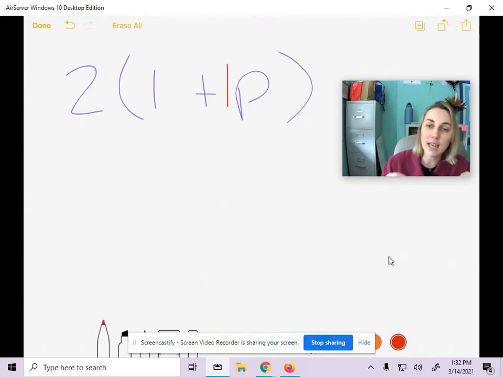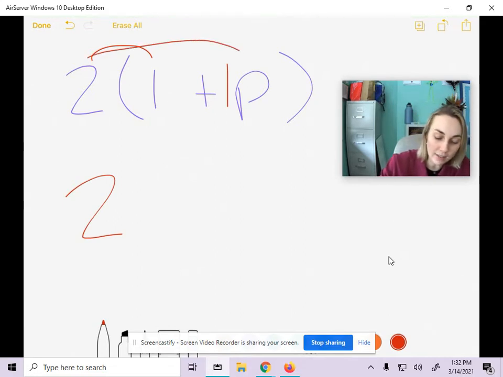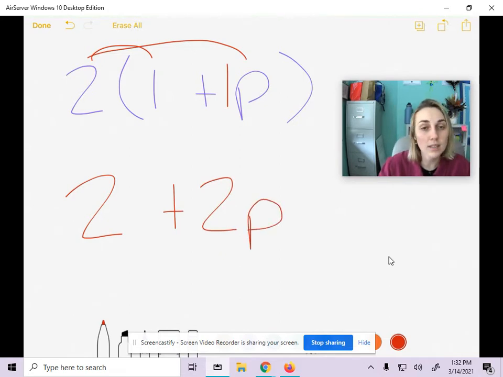Again, you're going to take the outside number and multiply it by everything on the inside. First, 2 is multiplied by 1. Well, 2 times 1 is going to give us 2. Then we take the outside number and multiply it by the other number inside of the parentheses. Again, 2 times 1p is going to give us 2p. So 2 times 1 is 2, and then we do have to bring that variable down as well.